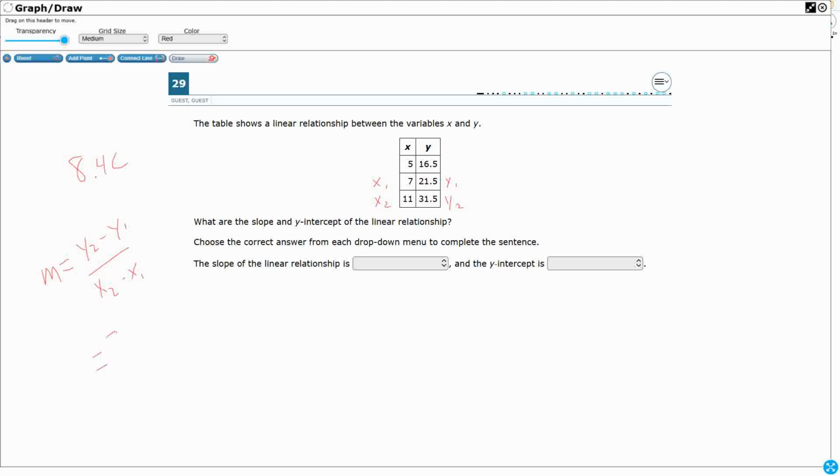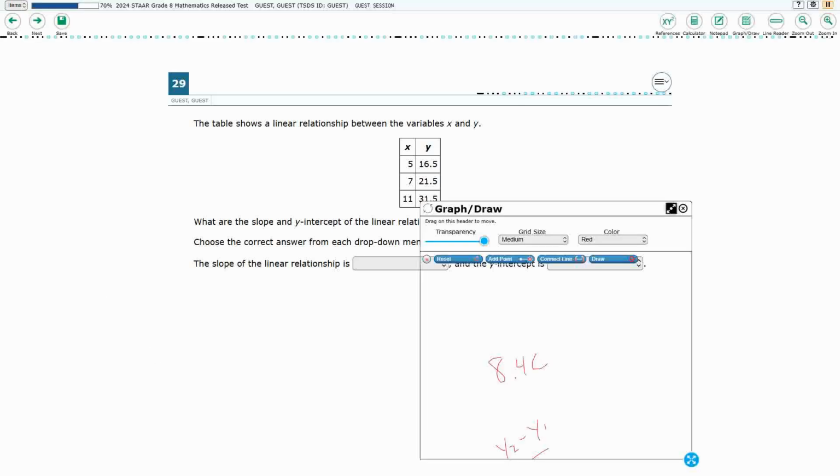All right, so my y sub 2 is 31.5. My y sub 1 is going to be 21.5, right? So that's going to equal 10. Chose those because they were easy to work with. And then I've got an 11 minus 7, so 10/4, right? So that is going to be, if I cut both of those in half, right, I get 5/2, or 2.5. Not sure what they're going to want me to do in regards to an improper fraction or decimal. So that is my slope. I'll stick with that 2.5. Let's see what we have here. There we go. Got a 2.5.